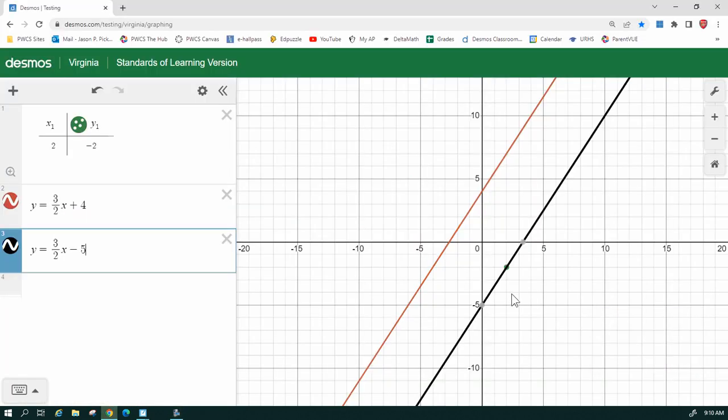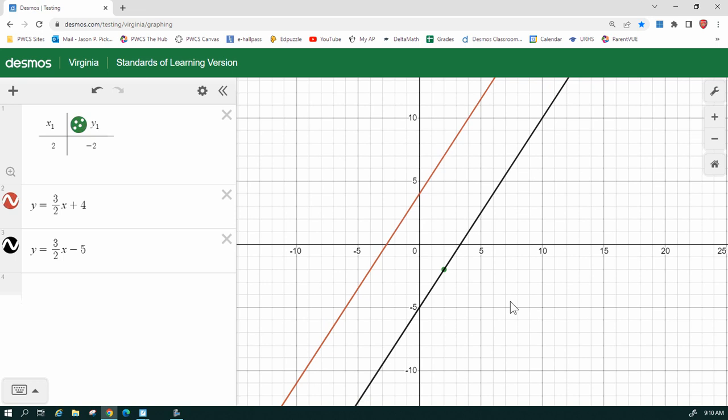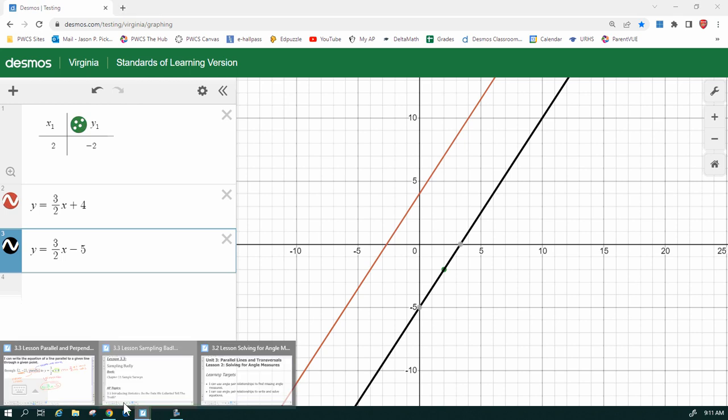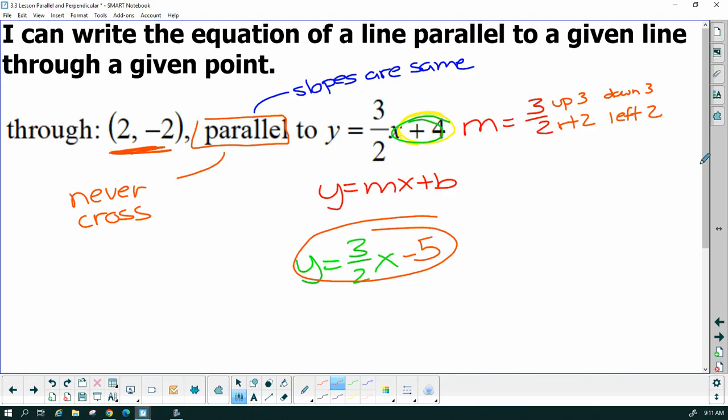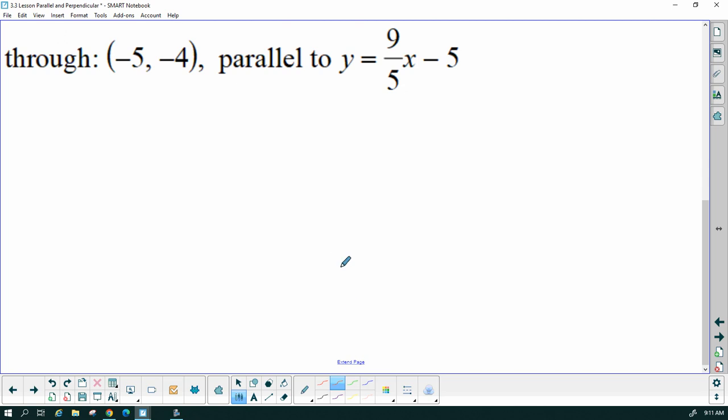So hopefully you can see that these two lines are slanted the exact same way because they have the same slope. And if we kept going forever and ever, those lines would never cross because they have the same slope, so they're slanted the same way. And you can see my new line, this one that's black, goes through that green point that we wanted it to go through. And so we have the right equation. So anytime we want to write the equation of a line parallel to a line that we are given, we start with the same slope.